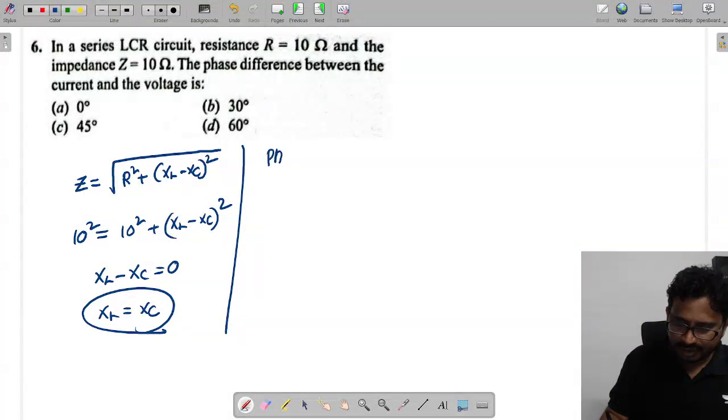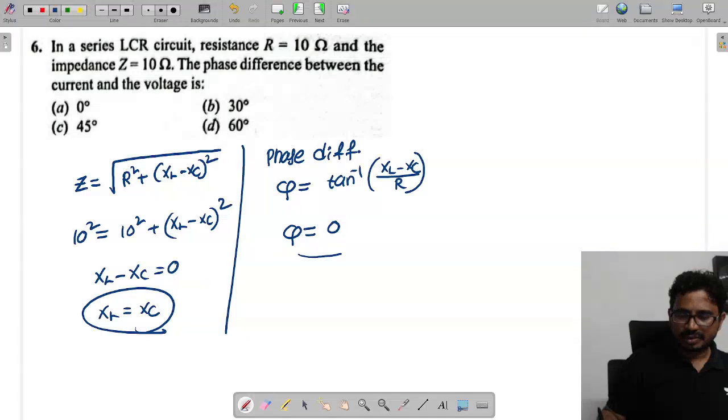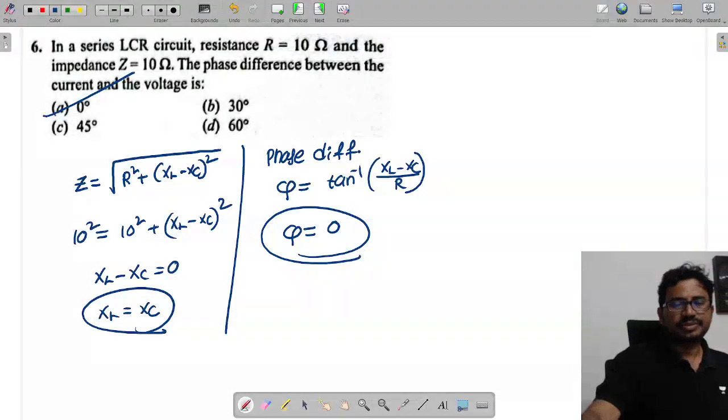What is the phase difference between voltage and current? It is given as tan inverse of XL minus XC by R. Both are equal, so the phi value will become 0. They ask only the phase difference, so it is 0.